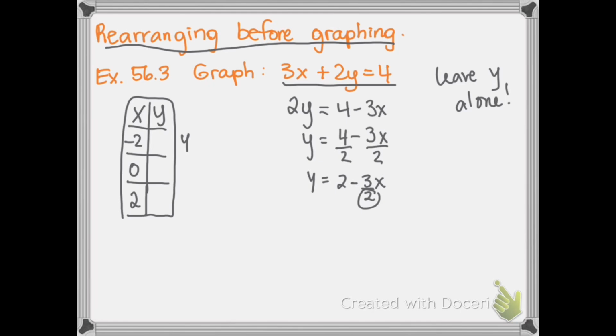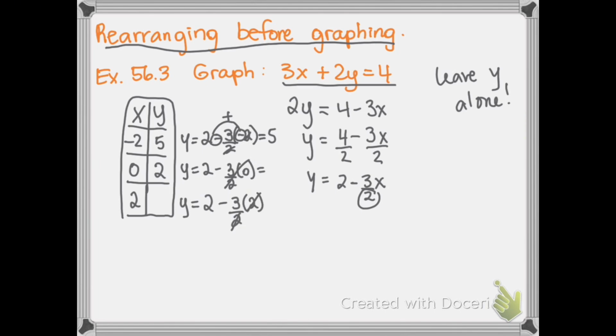So if we substitute, we get 2 minus 3 halves times -2. That's going to be 2 plus, because this negative times negative is plus, 2 plus 3, which is 5. Then we do the same with 0, and that is going to be 0, so the answer is 2. And we do the same with 2. Again, these 2 cancel, and 2 minus 3 is -1.